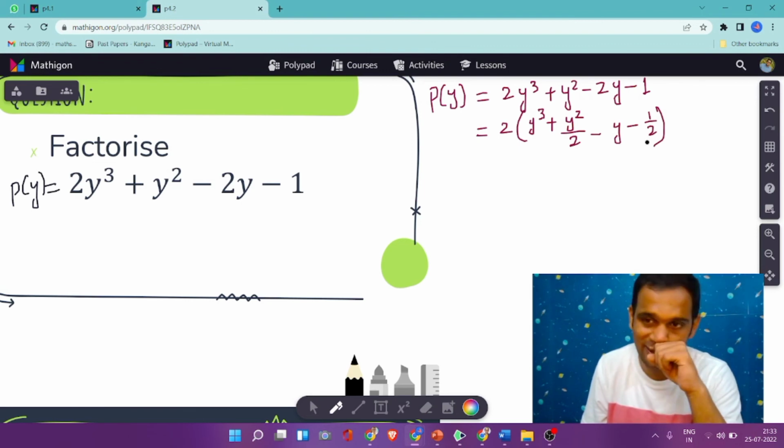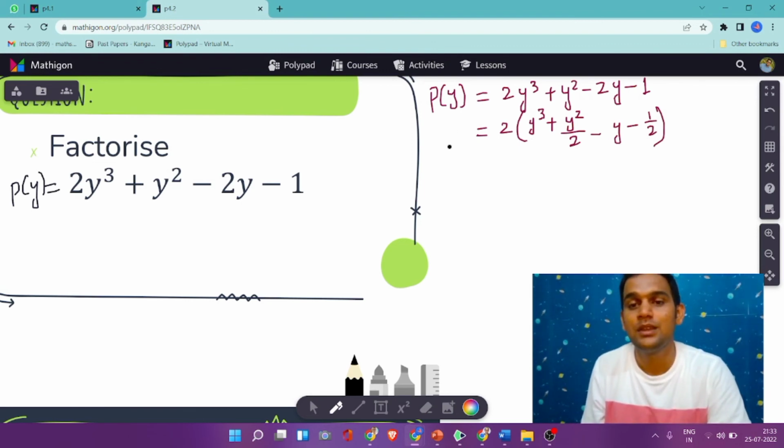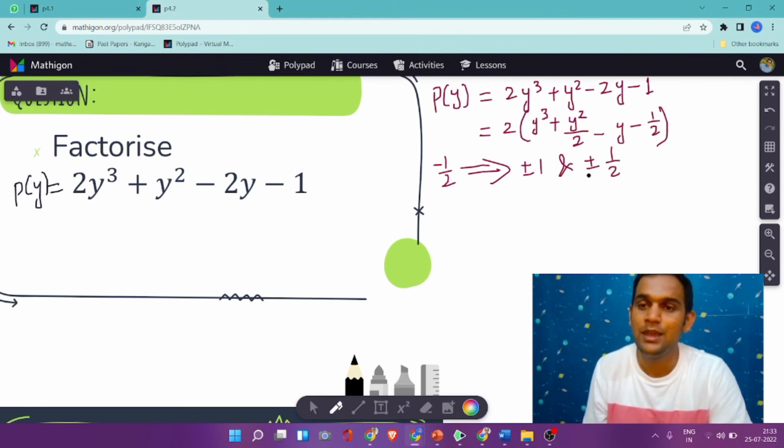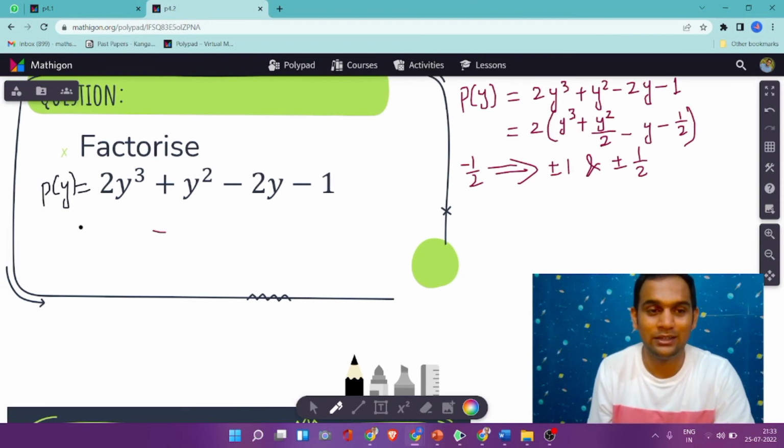Now once I got minus 1 by 2, what are the factors I'm looking at? What are the factors of minus 1 by 2? Factors of minus 1 by 2 are plus minus 1 and plus minus 1 by 2. Yes or no? So now we will try to find the value of P of 1.